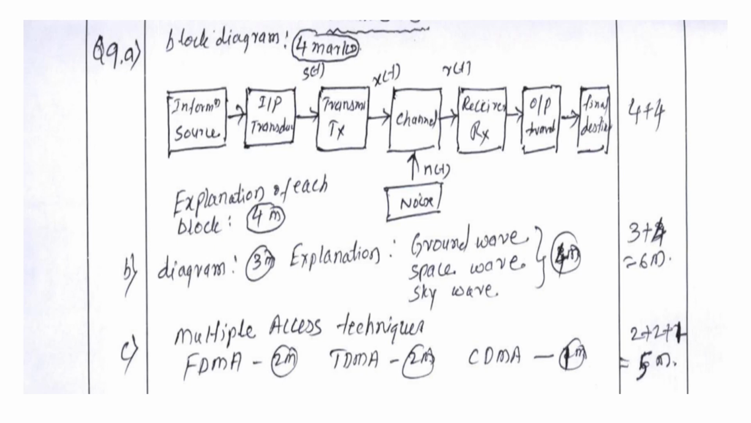And the C question is nothing but multiple access techniques. So you have FDMA, TDMA, CDMA. You will be drawing a diagram or generally explaining what is FDMA. Each of these carries 2 marks, so 2 marks, and CDMA carries 1 mark. So totally it is of 5 marks.